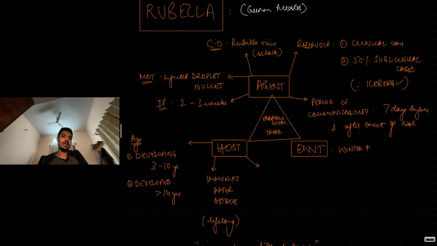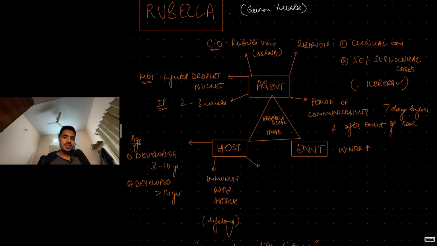So the reservoir or the source is only human, but clinical cases as well as subclinical cases. The period of communicability is 7 days before and after the onset of rash. Just like measles, which is -4 and +4, here you have -7 days and +7 days from the onset of rash. The mode of transmission: it is a respiratory infection, so infected droplet nuclei, and the incubation period is 2 to 3 weeks. That is about agent factors.